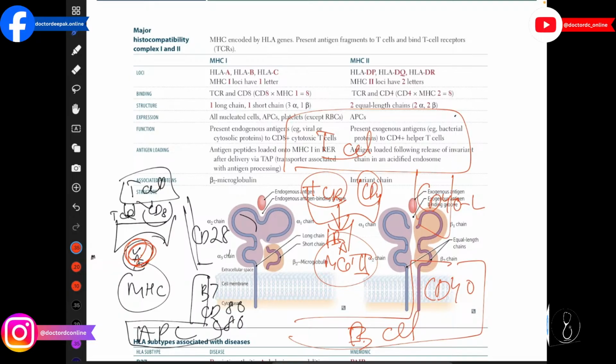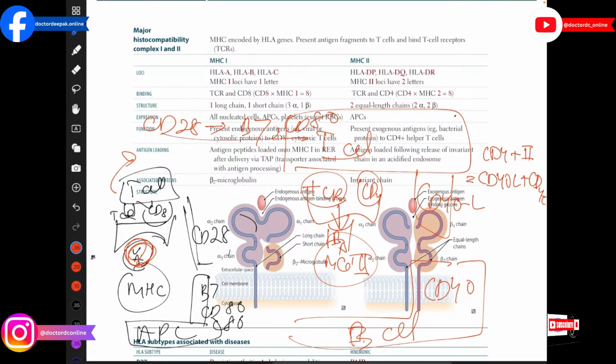And you guys know there are two interactions. One is between CD4 and MHC class 2, and CD40 ligand with CD40. Understand? And in this, there is CD28 that is going to interact with B7. And second, there is MHC class 1 interacting with CD8. Understand?